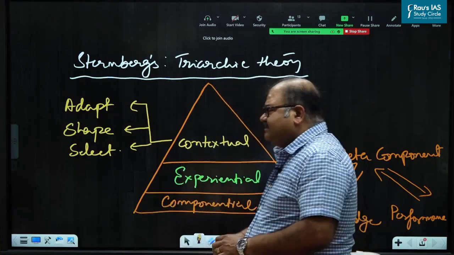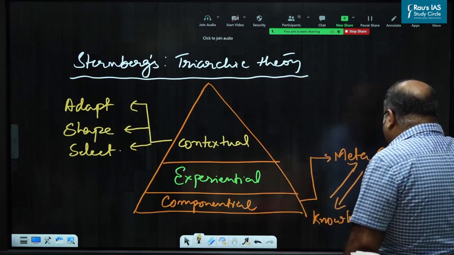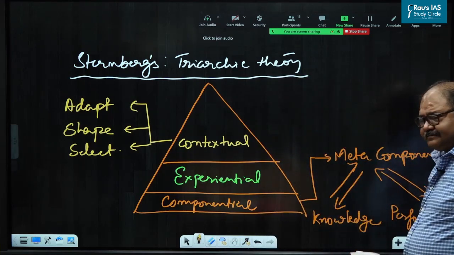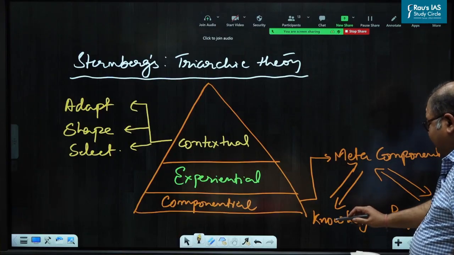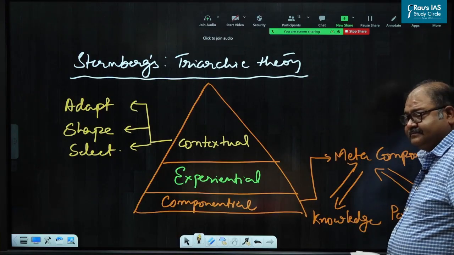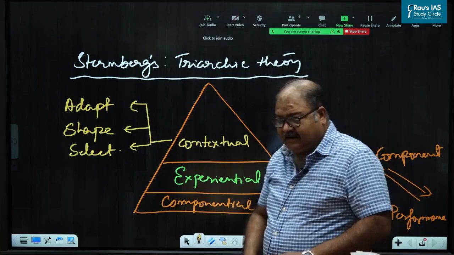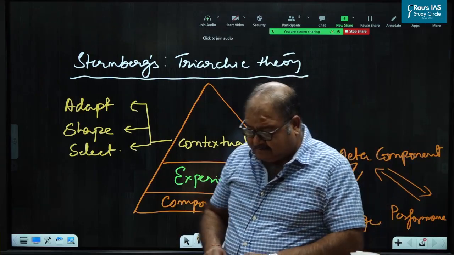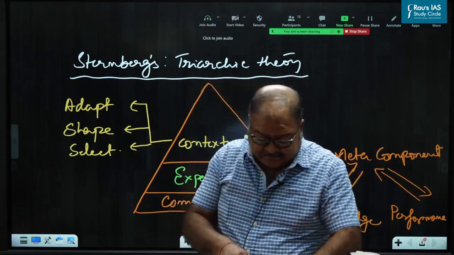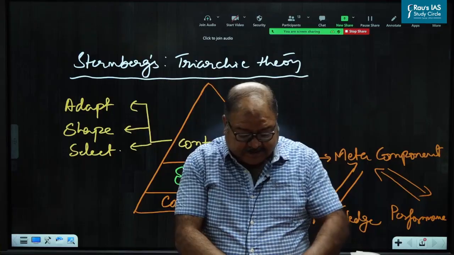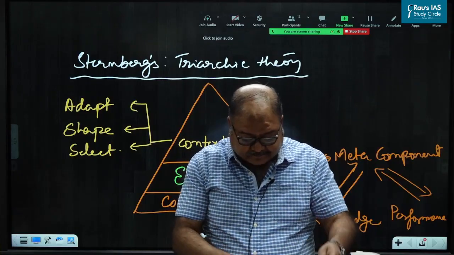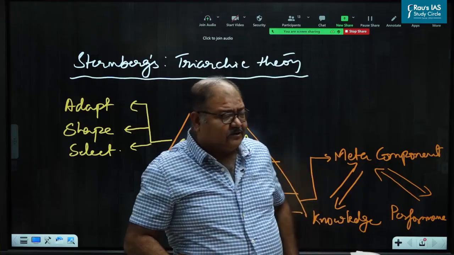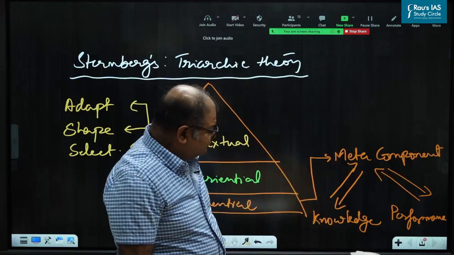Componential intelligence is made up of three components: the master meta component and two slave components, knowledge and performance. The master meta component is served by two slave systems. They are, as you can see, knowledge and performance component.